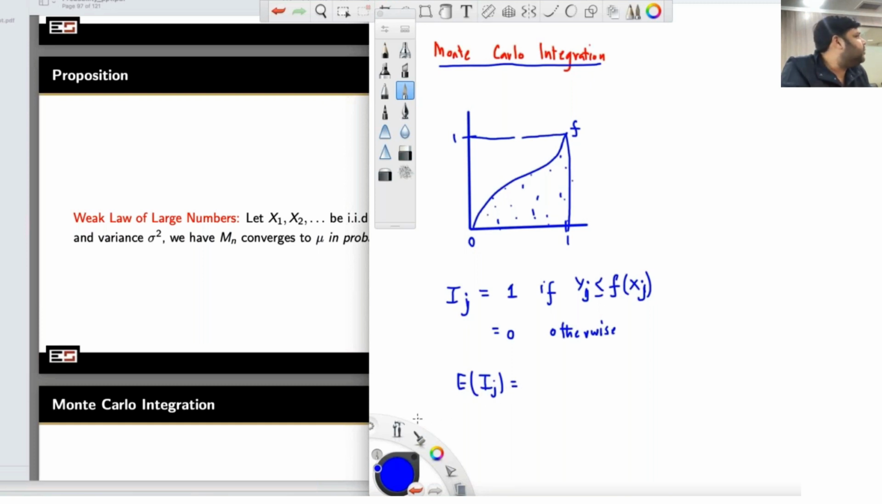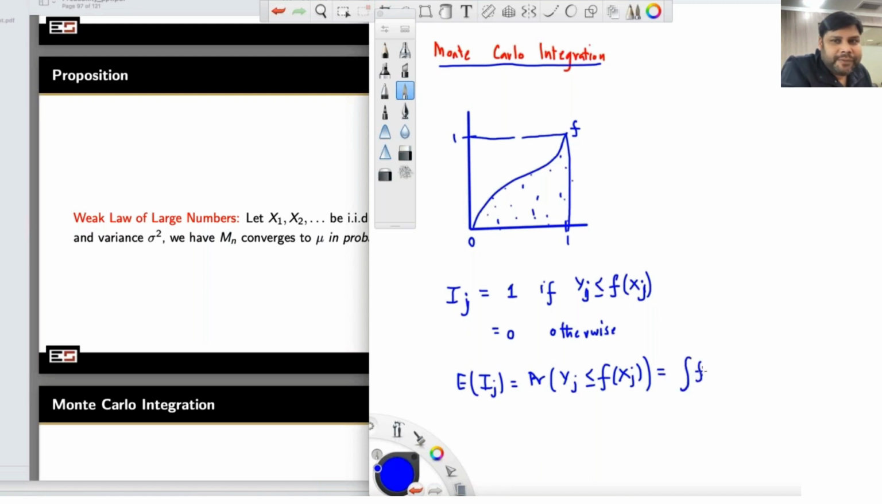It's an indicator. So what is the expectation of I_j? It is the probability that y_j is less than or equal to f(x_j). And what is that? What are the chances that if you draw a point randomly from this square, it will lie in this? It's the area below this, and area is equal to the integral. And that is what we are interested in finding.